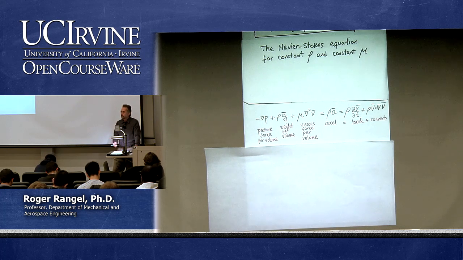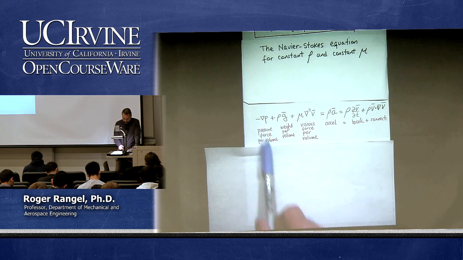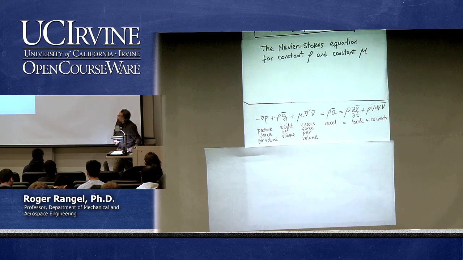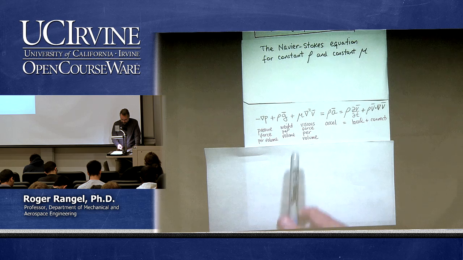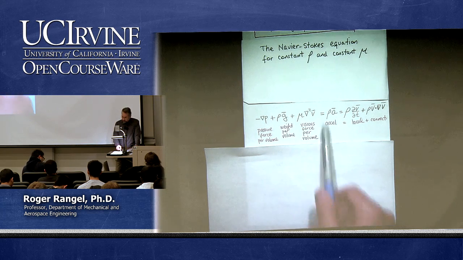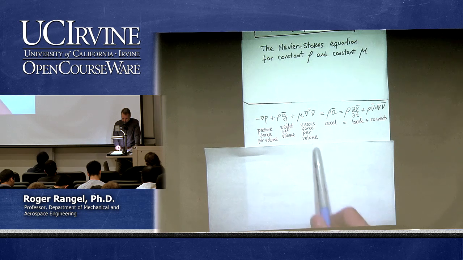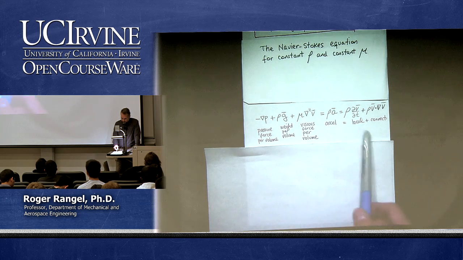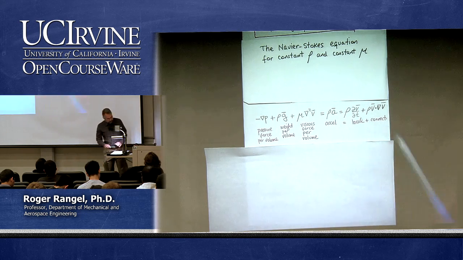Everything is per unit volume. So this is the pressure force per unit volume, negative gradient of pressure. Rho g is the weight per unit volume. The new term for us is this viscous force per unit volume, and the acceleration, which is broken down into local and convective.